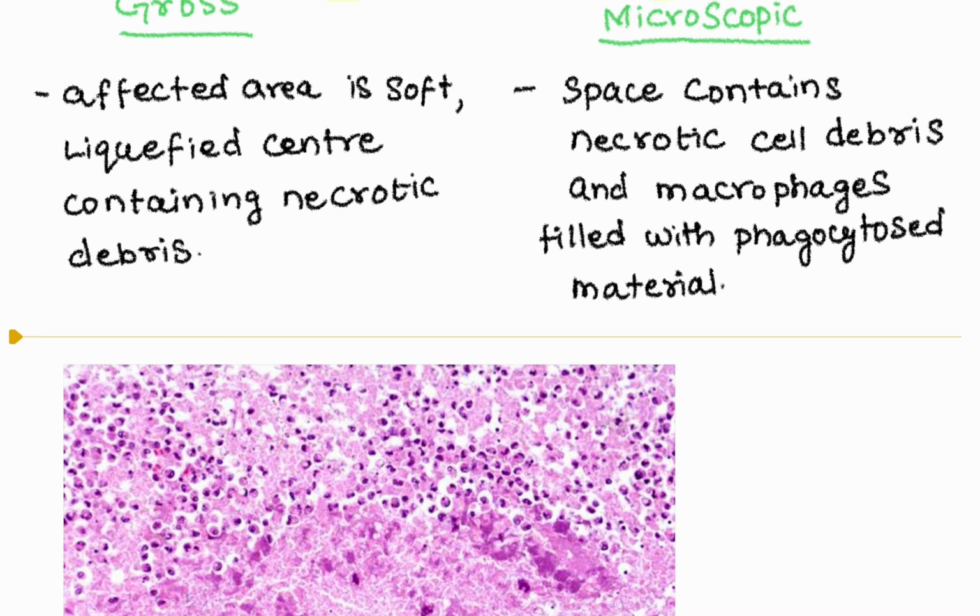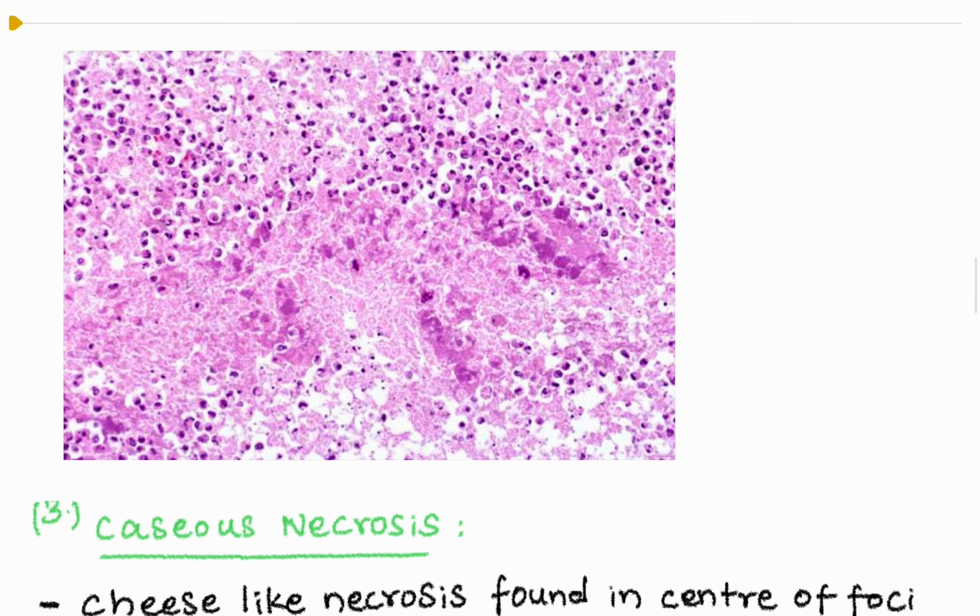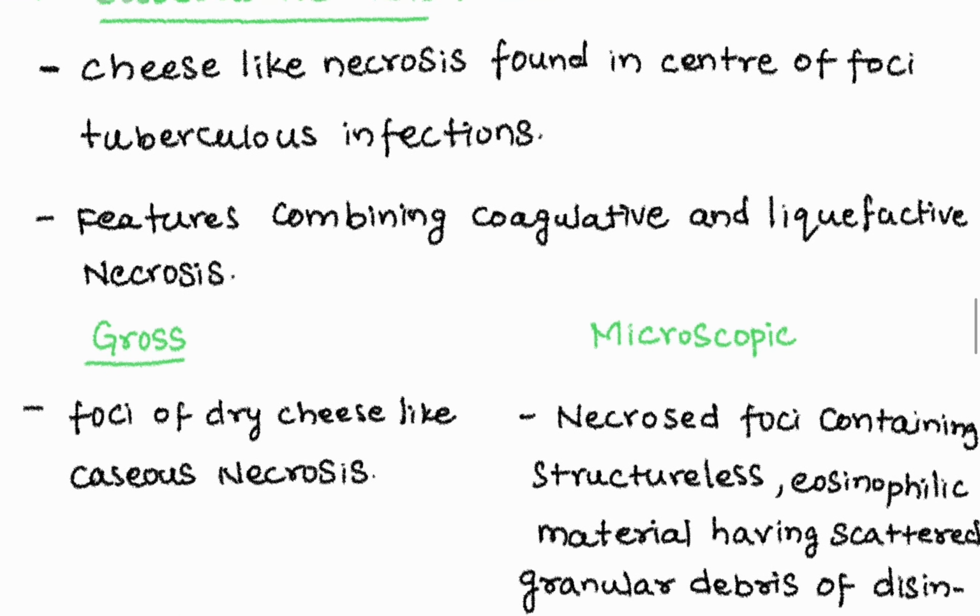Coming to gross and microscopic changes of liquefactive necrosis. The liquefactive necrosed area is soft, with a liquefied center containing necrotic debris, right? Microscopically, there is necrotic cell debris and macrophages filled with phagocytosed material. See here, the surrounding macrophages are well appreciated, and more pink material is seen at the center, right?